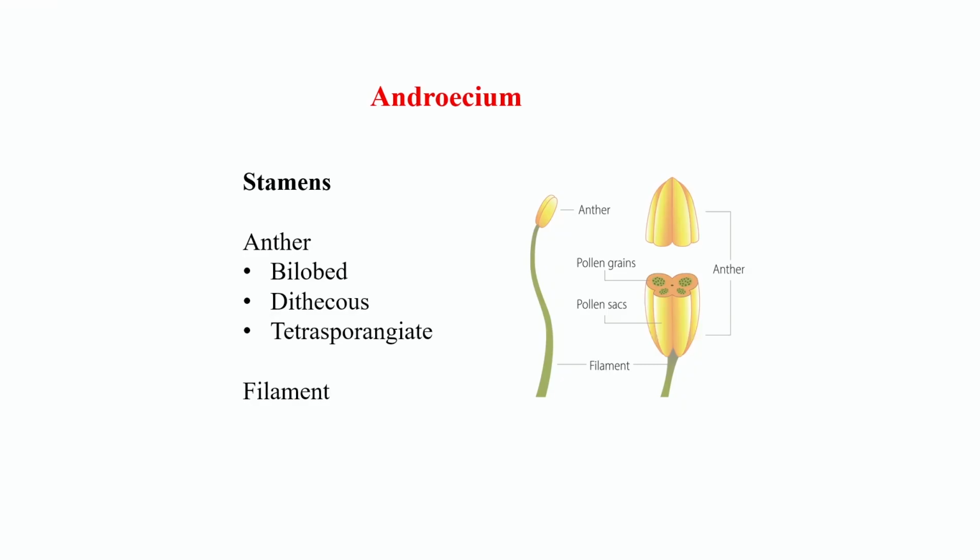So coming to the first important structure, the androecium, the group of stamens. We have discussed that you have the anther, a lobed structure, connected by the filament. The number of lobes in an anther can vary, but generally we see a bilobed anther, although it could also have one lobe. Generally the anther has two lobes, and it has a filament.